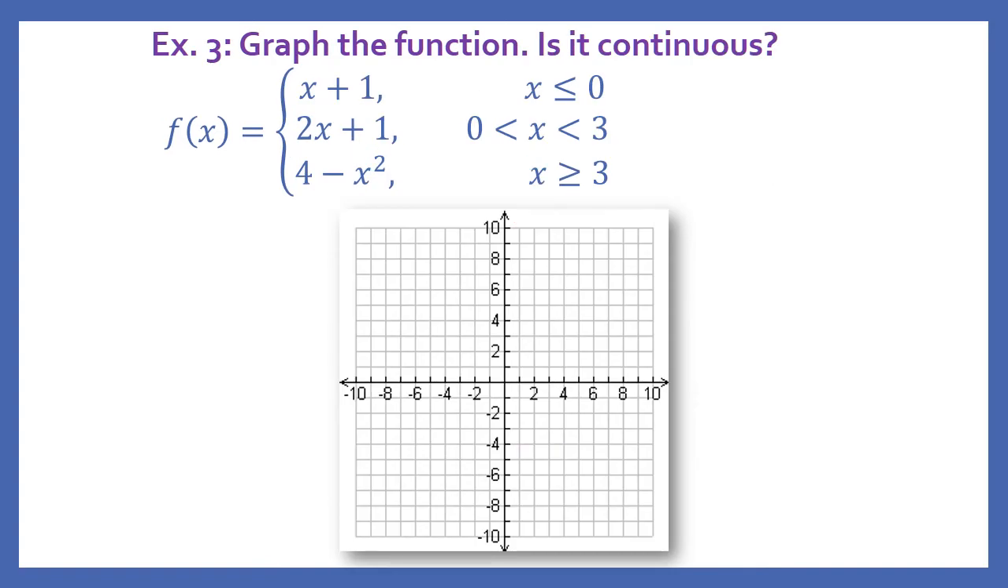Our next example, we're kicking it up a notch. Now we have 3 different pieces over 3 different intervals. It's okay, still manageable. So let's start with x is less than or equal to 0. Start at the boundary, 0. Put 0 into your function, which is going to go into this. 0 plus 1 is 1, therefore your first point is 0 and 1.